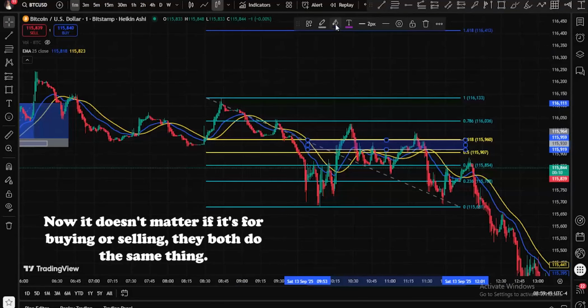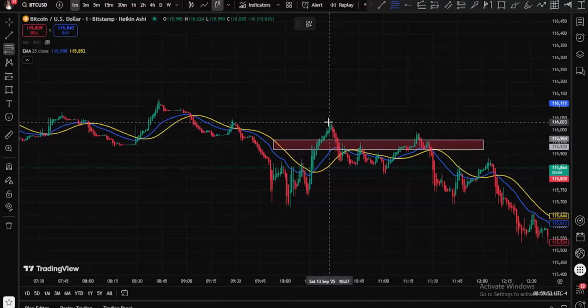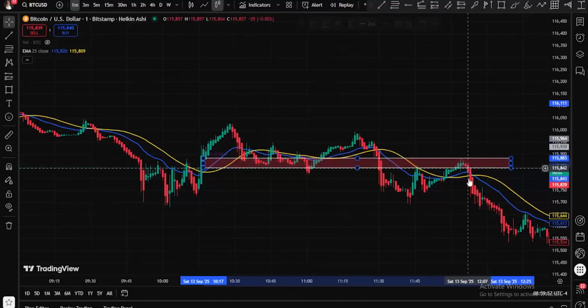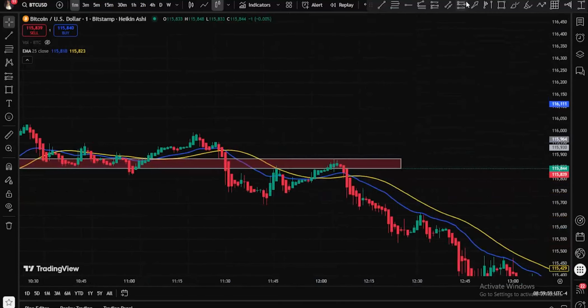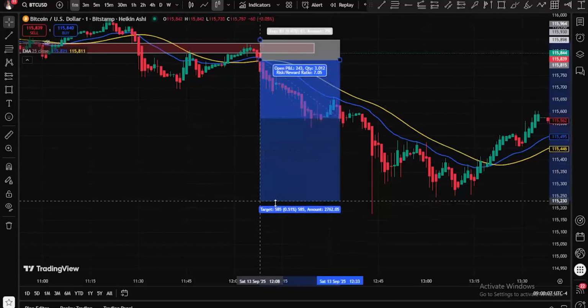Now imagine the same scenario in reverse. The EMA 25 is below the SMA 15. The Heiken candles are red. The price has bounced back from the 61.8 Fibonacci level. This time we enter a sell trade. The stop loss is behind the EMA 25, and the take profit is twice the risk.